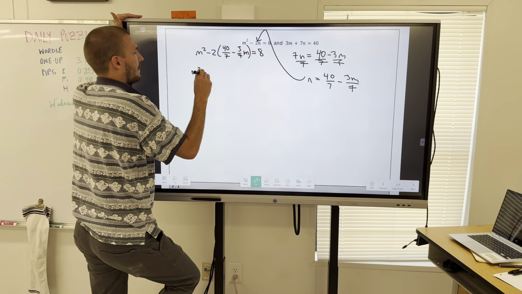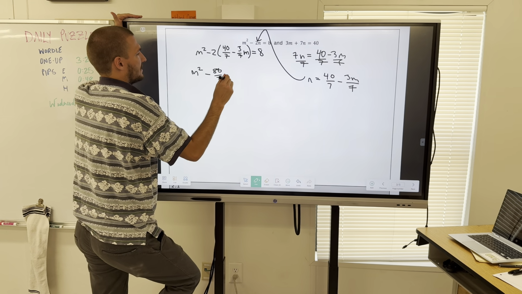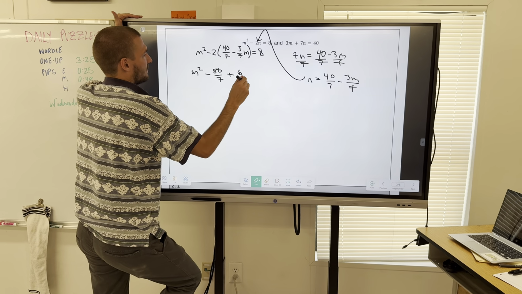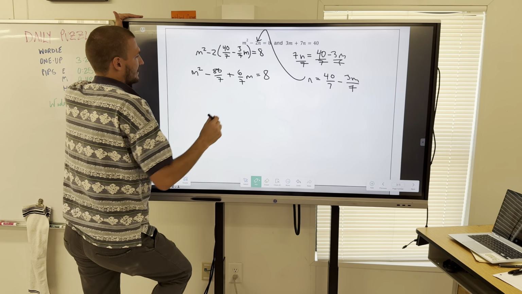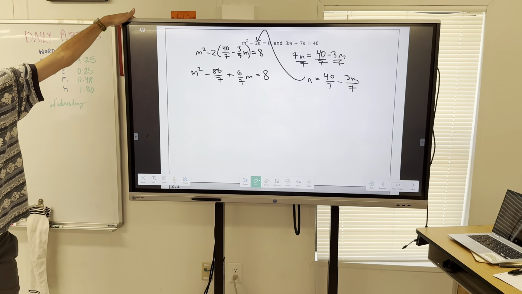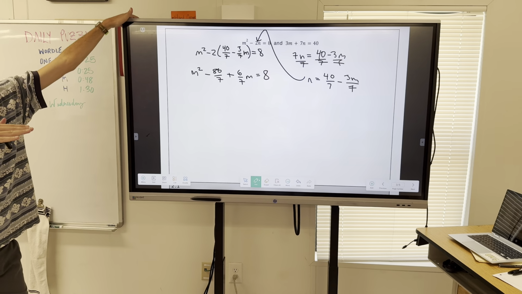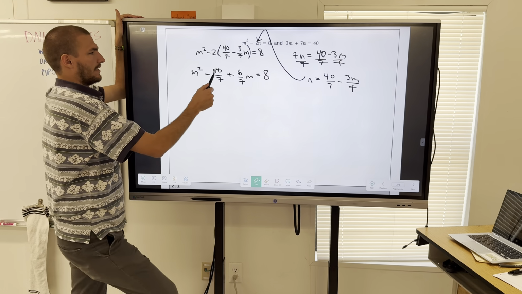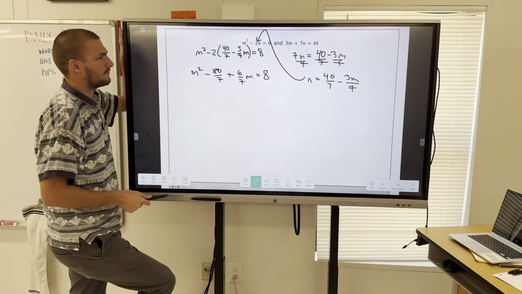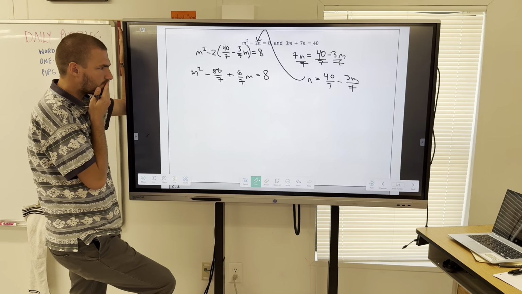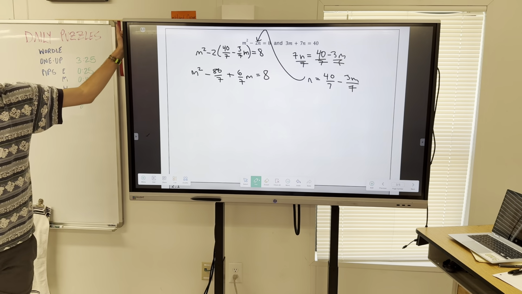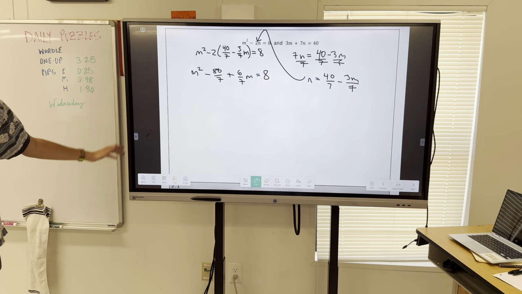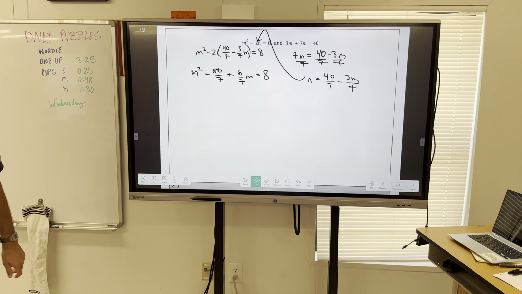M squared minus 80 over 7 plus 6 over 7 m equals 8. Multiplying fractions is pretty easy. You just multiply tops times tops, bottoms times bottoms. So that's 2 times 40 makes 80, and 2 times 3 makes 6. Of course, negative times negative is positive. Now we're here. Now we have all m's. Now we're heading in the direction of factoring.